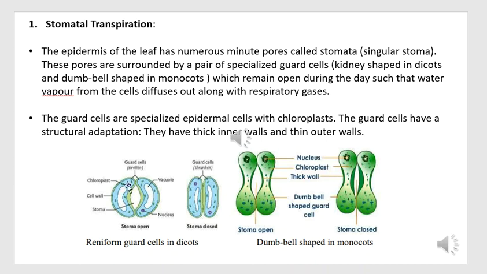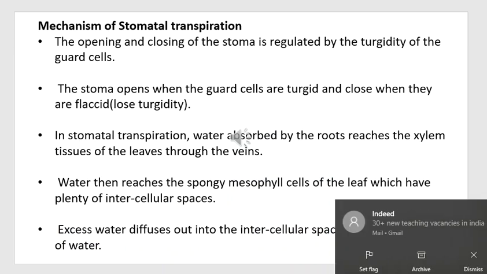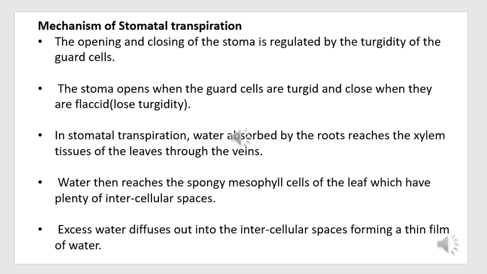This stomata is surrounded by specialized cells known as guard cells. So what are guard cells? Guard cells are nothing but a specialized form of epidermal cells that contain chloroplasts. This guard cell causes the opening and closing of the stomata. How do they do that? When the guard cells are turgid, when there is a lot of water, then they remain open, and when there is no water, then they are flaccid. At that time the stomata remain closed.